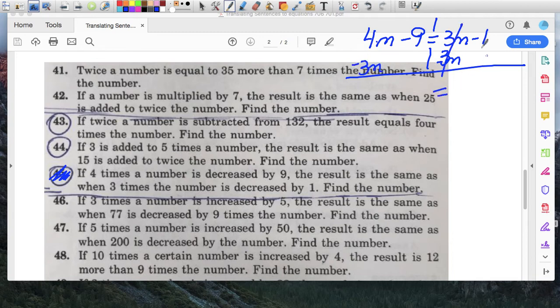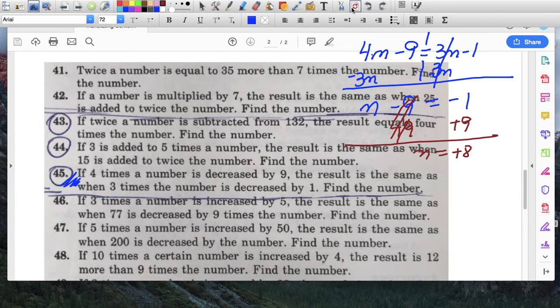This becomes 0, so I'm left with negative 1. 4n minus 3n is just n minus 9, so now it becomes super easy. Plus 9 over here, plus 9 on the other side of the equation. Minus 9 and plus 9 becomes 0, and I'm left with n, and negative 1 plus 9 is positive 8.